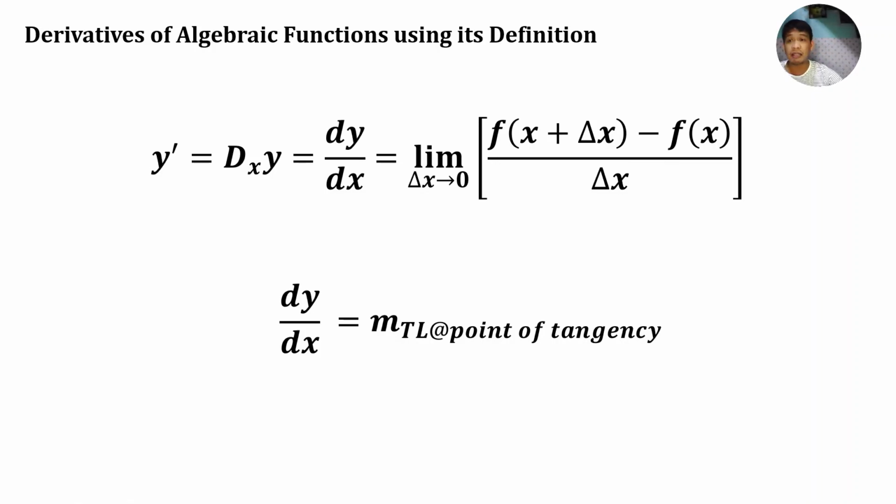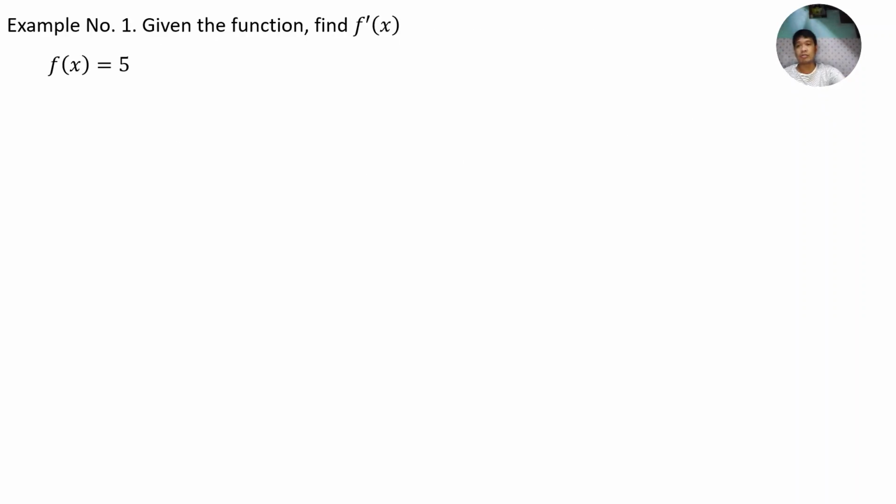So let us try to illustrate by giving examples. I have here, given the function f of x is equal to 5, find its first derivative. We will just go back to our definition. Again, our definition is the limit of f of x plus delta x minus f of x all over delta x as delta x approaches 0.